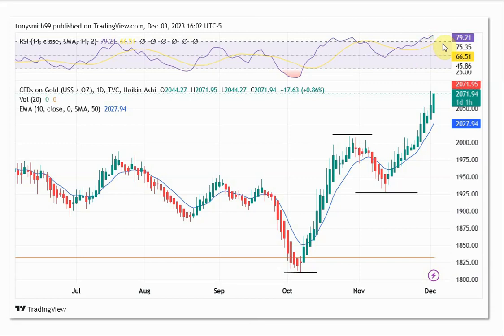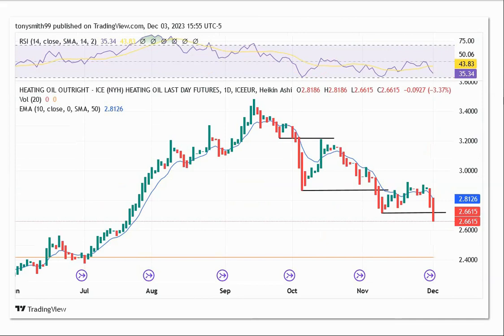Okay, possible, but again, keep in mind, the higher it goes, the riskier it is, and the less money there is to be made. Okay, so please keep that in mind. That is gold.